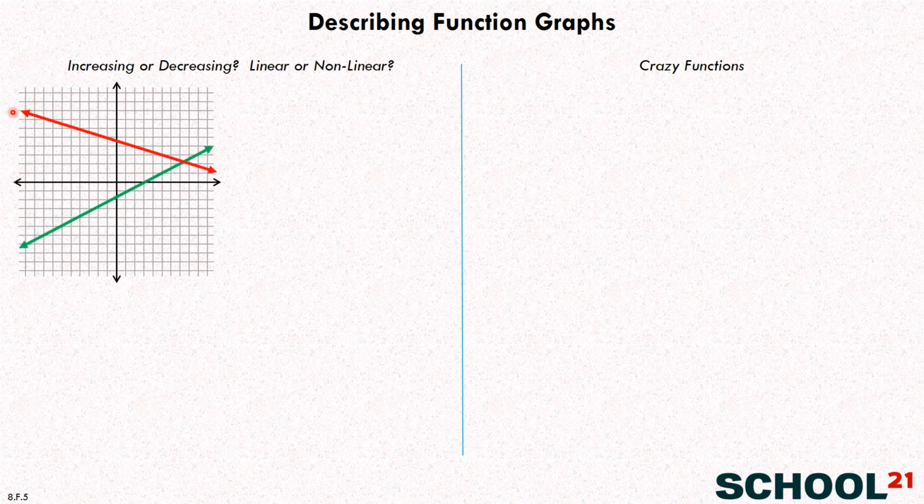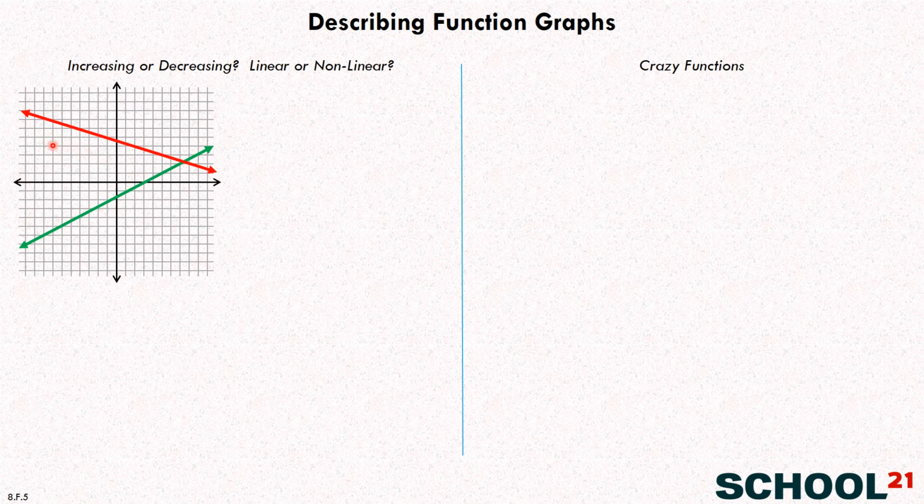We can see we have a linear function here, this red line, and we have a linear function here, this green line. And what we want to do is describe them both in their linearity or nonlinearity. So both of these are linear functions. But what about this idea of increasing or decreasing? What does that mean? Well, what it means is as the input x increases, what does y do?